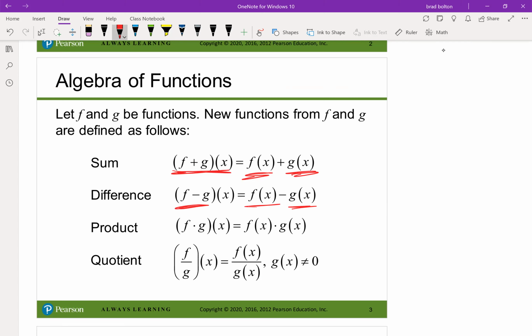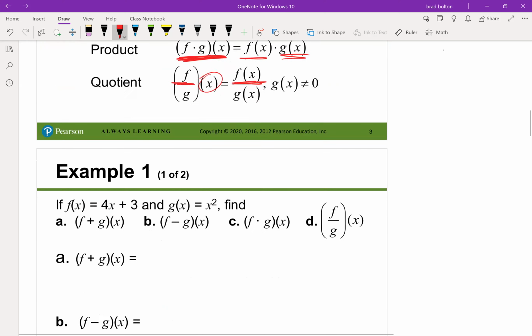So again, I don't want you to think you're distributing the x, because that's not what's happening here. You're not doing the distributive property. This is just, I don't want to say a formula, but that's basically what it is. It's how we define adding and subtracting of functions, okay? If you're multiplying and you have this notation, f times g of x, that means find f of x and multiply it by g of x. And likewise for division, f divided by g of x, we take f of x and divide it by g of x, and of course, g of x cannot be 0.